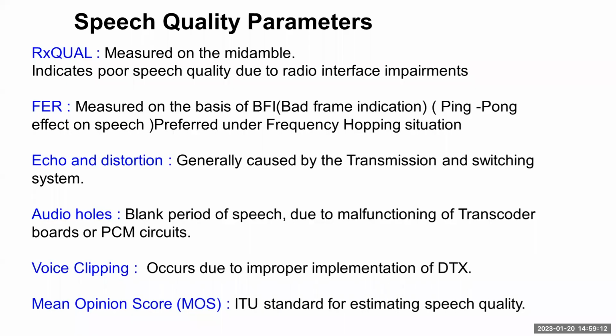First, these are some of the speech quality parameters: RX qual, frame erasure rate (FER), echo and distortion in the system, audio holes (blank periods of speech due to malfunction of transcoder boards or PCM circuits), and voice clipping, which occurs due to improper implementation of discontinuous transmission. And the last one is the mean opinion score. This is a speech quality parameter. It is an ITU standard parameter for estimating the speech quality.